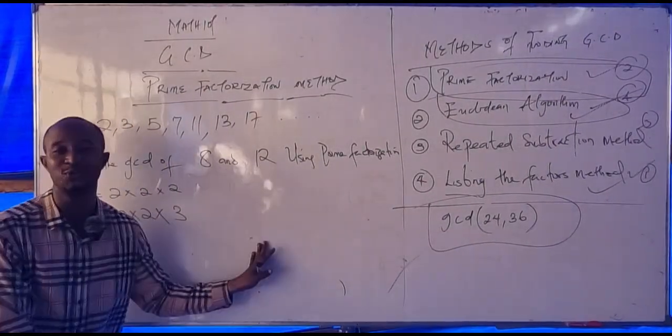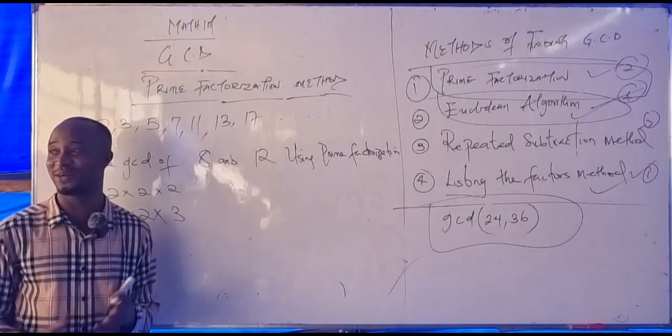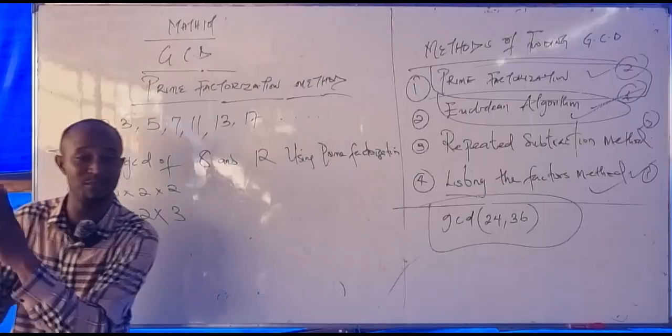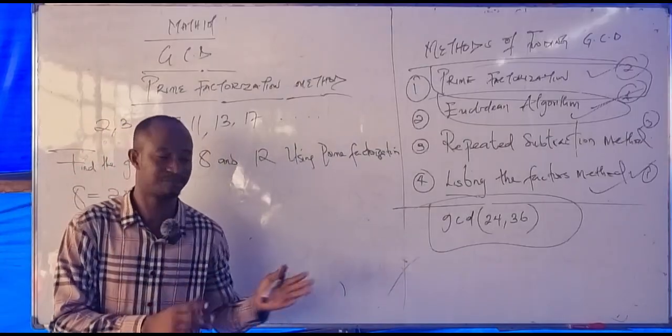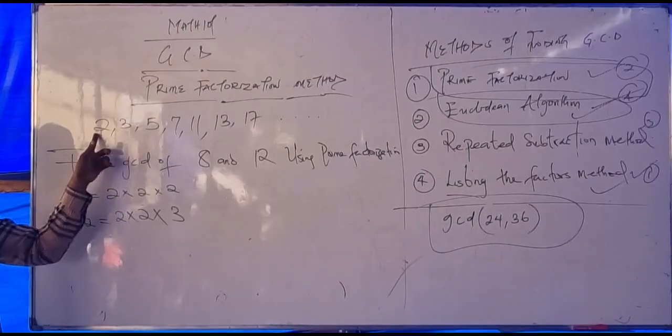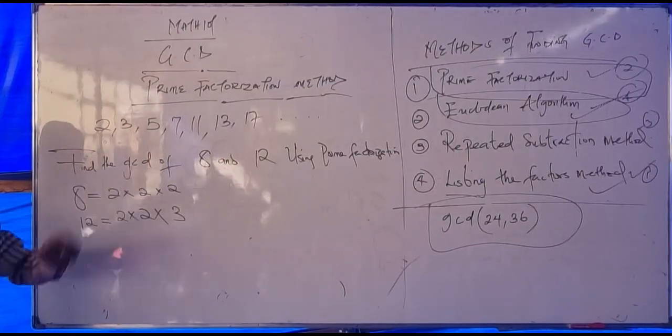I'm just showing you the easiest way to do it. If you want to generate the factors, make sure you're using the prime factors. 2 and 3 are prime factors. Hope you're aware. They are prime factors.